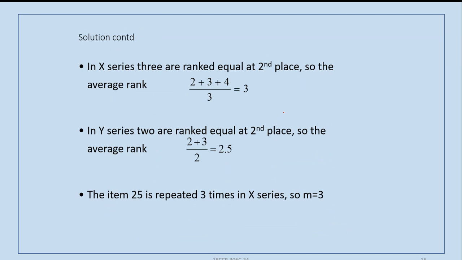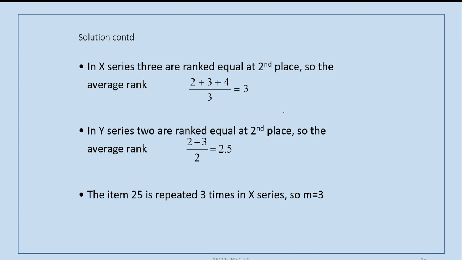In the X series, there are 3 positions which are ranked equally at second place, so the average rank is 2 plus 3 plus 4 by 3, which is 3. In the Y series, 2 are ranked equal at second place, so the average rank is 2 plus 3 by 2, which is 2.5. The item 25 is repeated 3 times in the X series, so M is equal to 3.